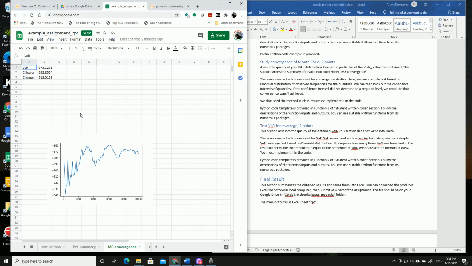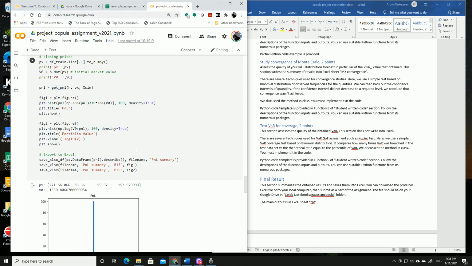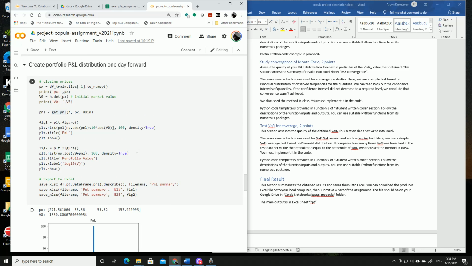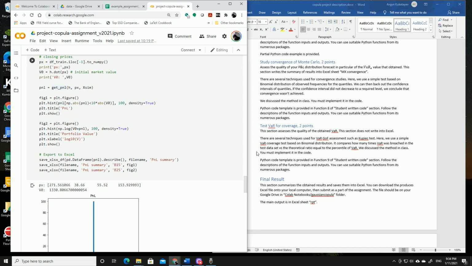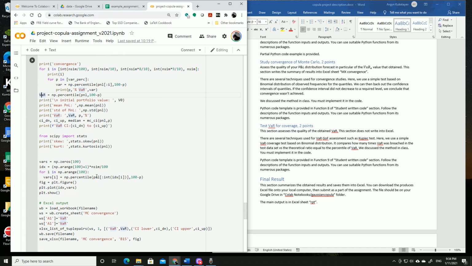So in the convergence part, what we're looking at is the following. We will have to apply the binomial distribution, and you will have to implement it in function 8. Here, again, I give you all the code which supports it, but you have to implement this function, which is, let's see, MCCI. So what it does is the following.